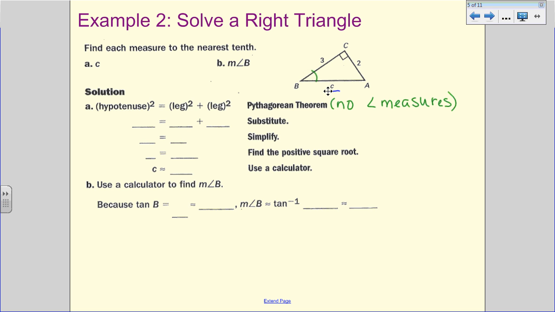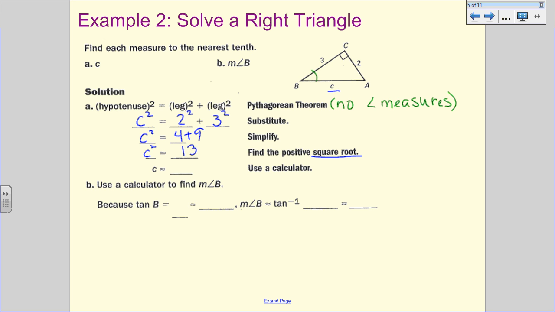So we're going to take the hypotenuse. What's the hypotenuse in this triangle? C. So it's going to be C squared. And our first leg, I'm going to do the smallest one, is 2, 3. We have C squared is equal to 4 plus 9. So we have C squared is equal to, what's 4 plus 9? 13. And then they tell you to take the positive square root.